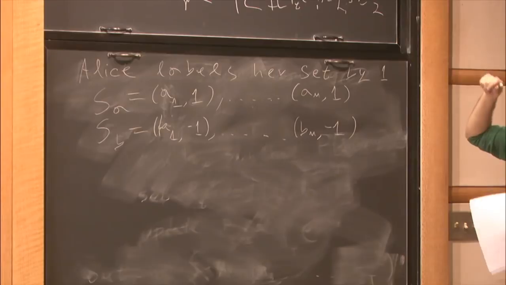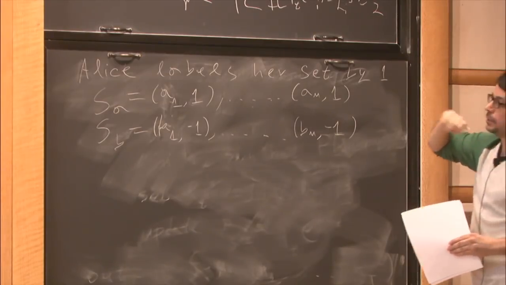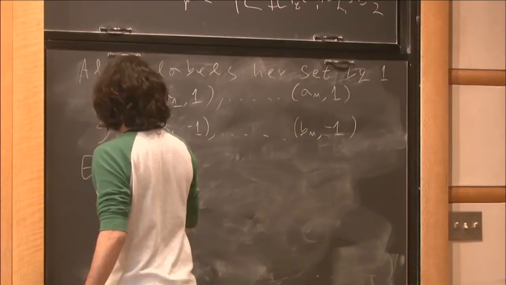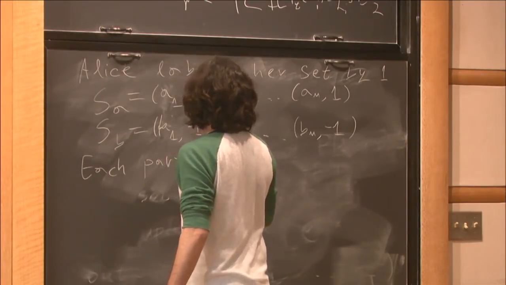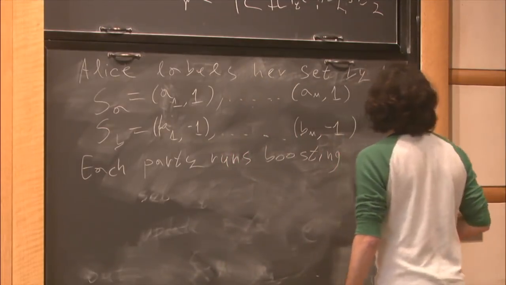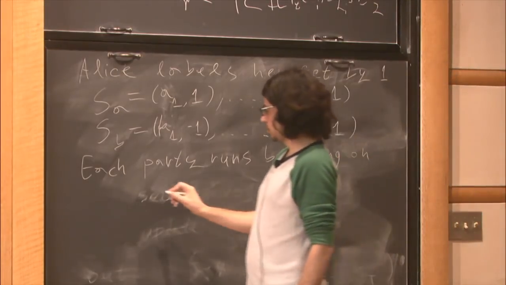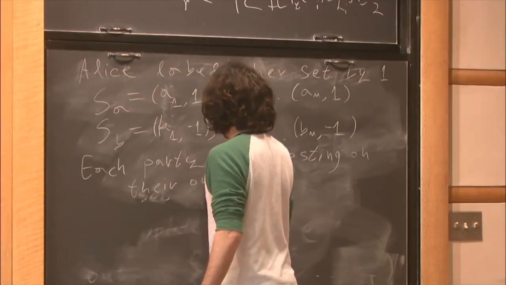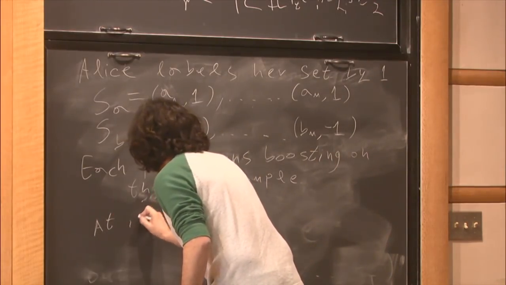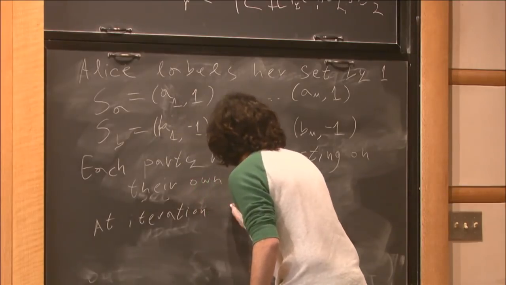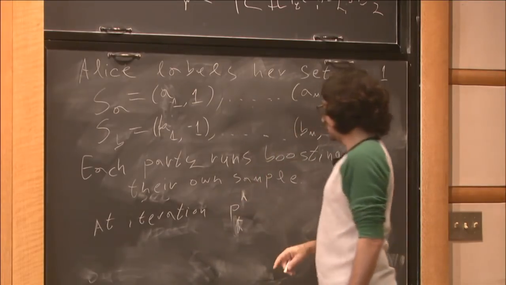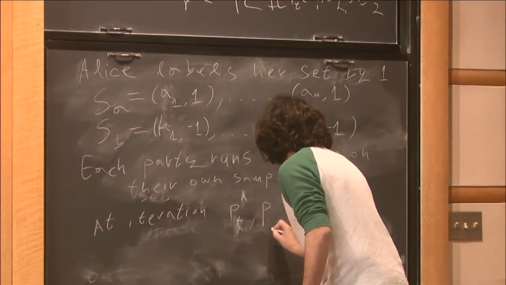And how are they going to do that? They are going to communicate points and choose a hypothesis using the epsilon net. So each party runs boosting on their own sample. At iteration t, let's say that Alice's distribution is P_t^A, and Bob's distribution is P_t^B.